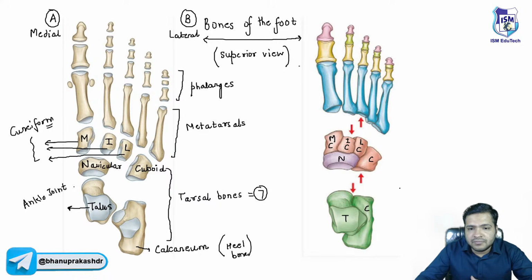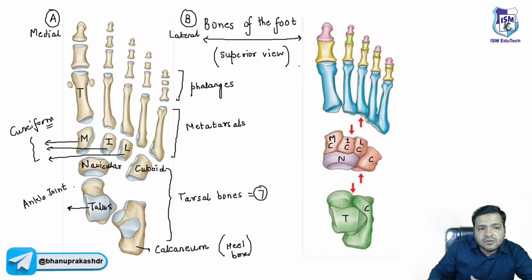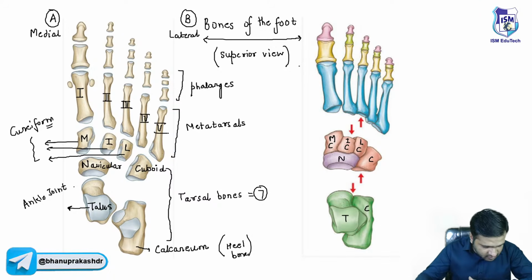Now you already know the metatarsals, beta. The numbering of the metatarsals starts from the great toe. So we have the first metatarsal, the second metatarsal, the third metatarsal, the fourth metatarsal, and the fifth metatarsal. So how many metatarsals are there, beta? Yes, we have 5 metatarsals. Very good.